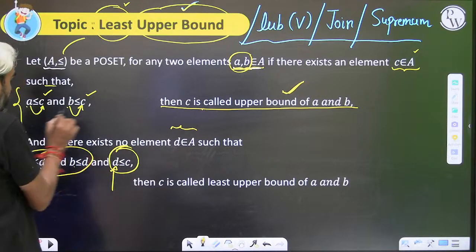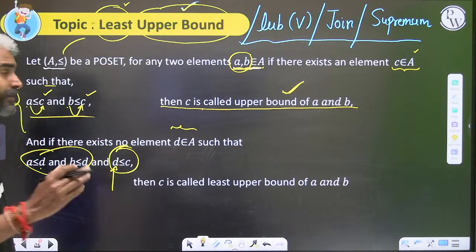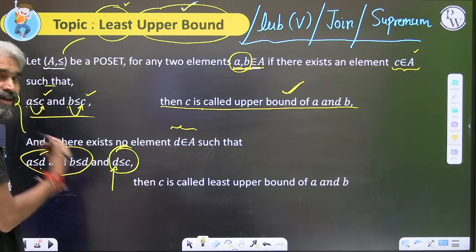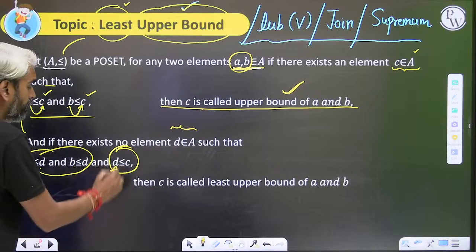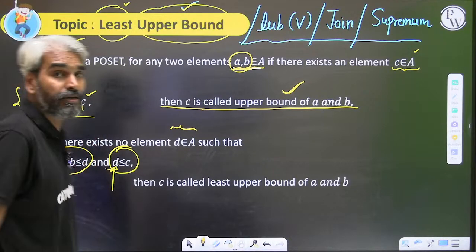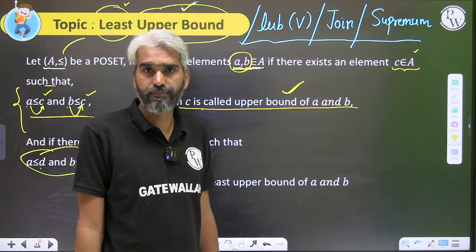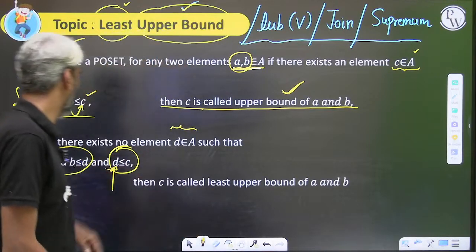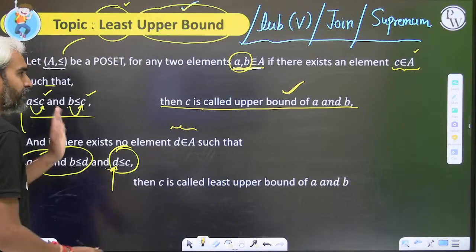So if C is an upper bound of A and B and there is no other upper bound of A and B which is at the lower side of C, then C will become least of all the upper bounds. Make sense? So this is the simple definition. Okay, so I'll give you an example, don't worry about that.